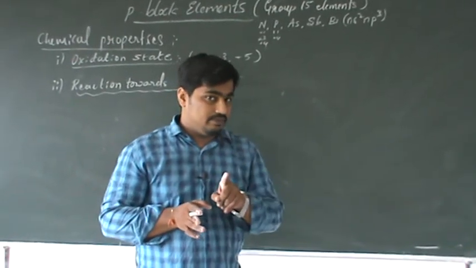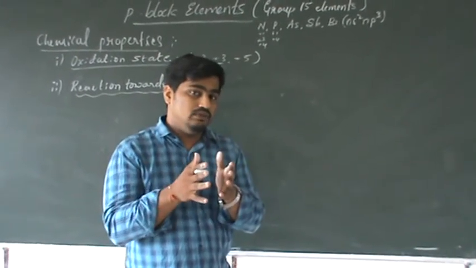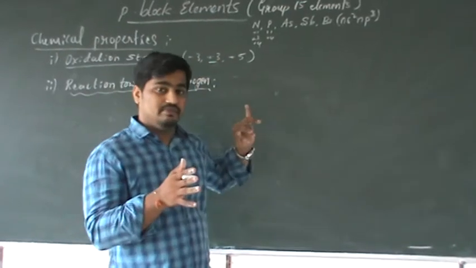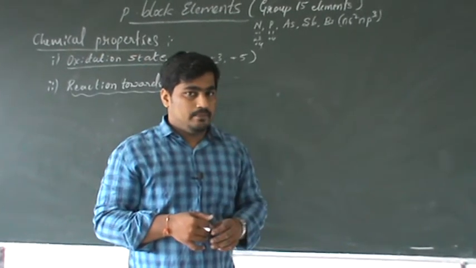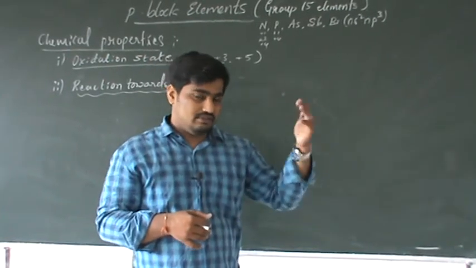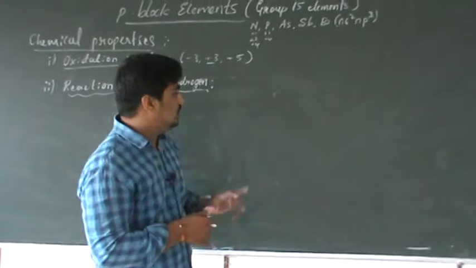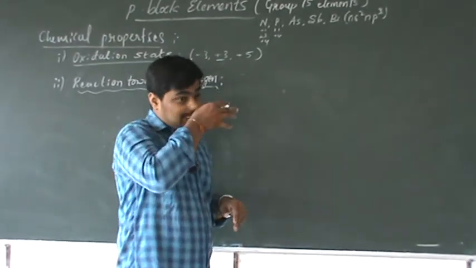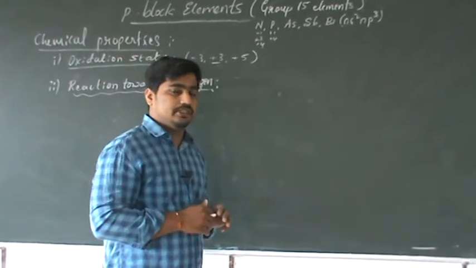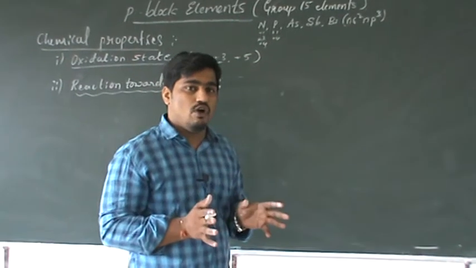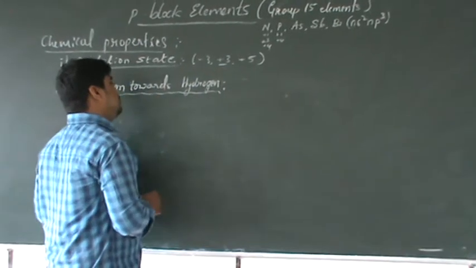Hydrogen shows +1. Therefore, how many hydrogens are required to make a stable compound? It becomes -3. When a 15th group element goes to -3, it is stable. When the incoming element shows +1, that means it requires 3 hydrogens. When 3 hydrogens react with the 15th group element, it forms a hydride. It is known as hydrides of 15th group elements.